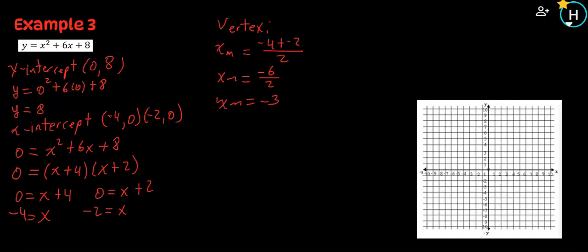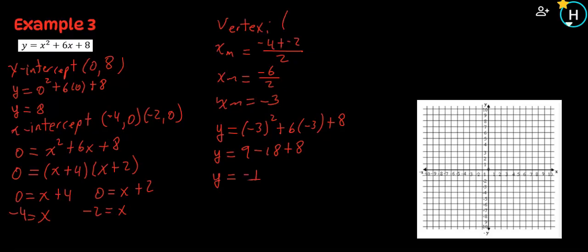Now, to find the value of y in the vertex, we need to substitute the value of negative 3 in the equation. Negative 3 to the second power plus 6 times negative 3 plus 8. And solve. Negative 3 to the second power is 9. 6 times negative 3 is negative 18 plus 8. So y equal 9 minus 18 is negative 9, plus 8 is negative 1. So the vertex is negative 3, negative 1.